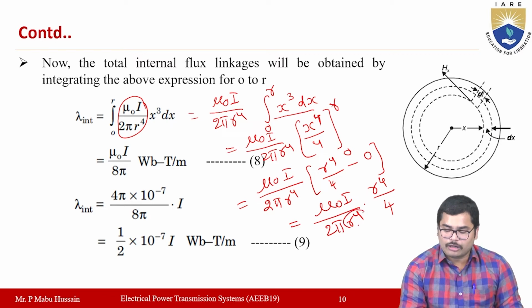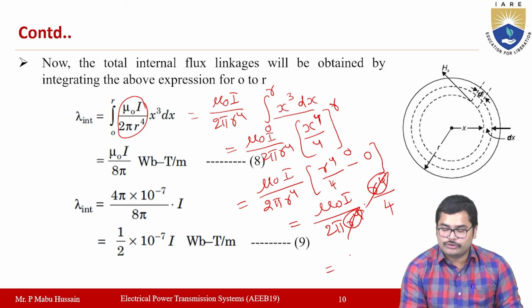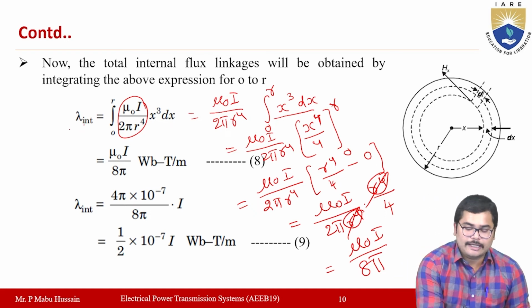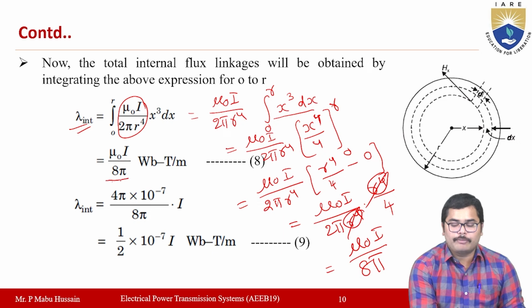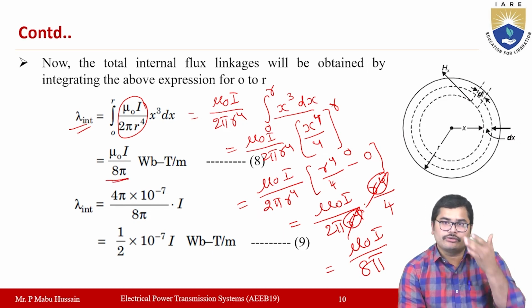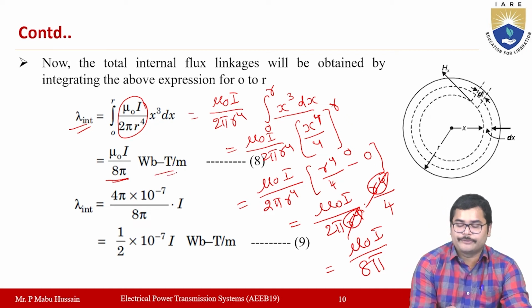Okay, so now here r power 4 will get cancelled. So you will get mu 0 I by 8 pi. So the internal flux linkages lambda internal will be equal to mu 0 I by 8 pi. The flux linkages units will be Weber turns per meter, as you know already.